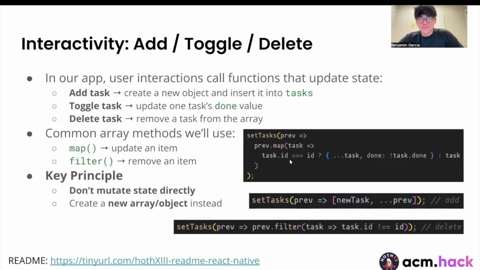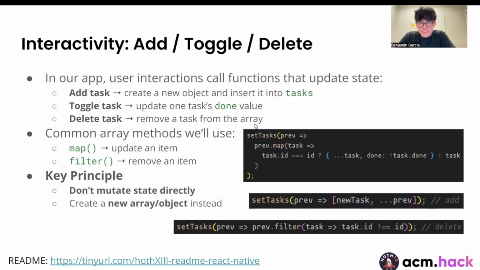Okay, so interactivity. So in our app, user interactions will call functions that update state. So adding a task will create a new object and insert it into tasks. Toggle task will update one task's done value, and then delete task removes a task from the array. So common array methods that we'll use today are map, which updates an item, and filter, which removes an item. A key principle about React, and by extension React Native, is to not mutate state directly. Instead, let's create a new array and a new object and pass it to the updater function.